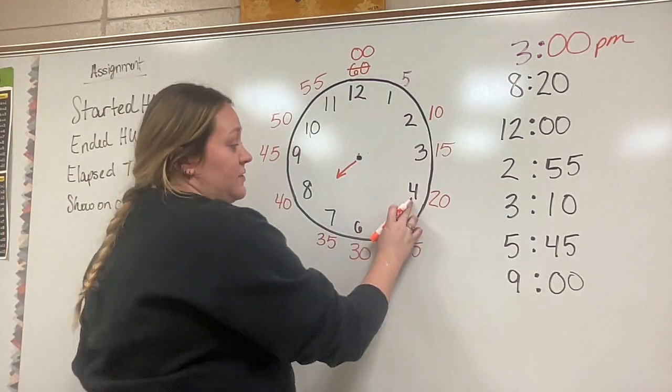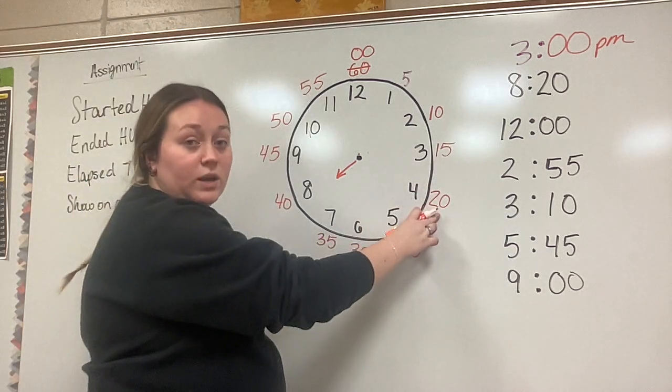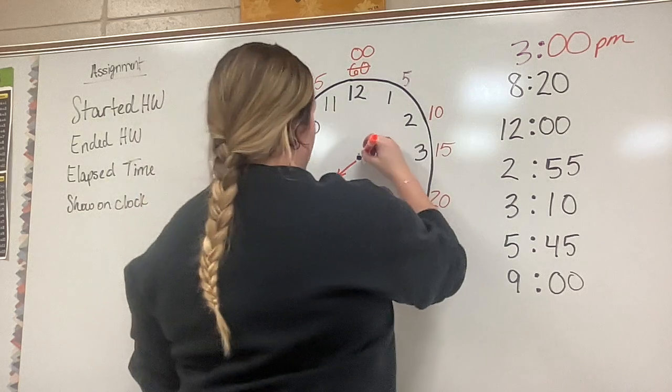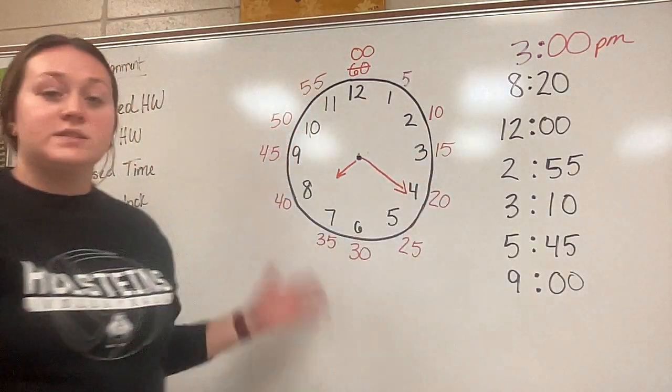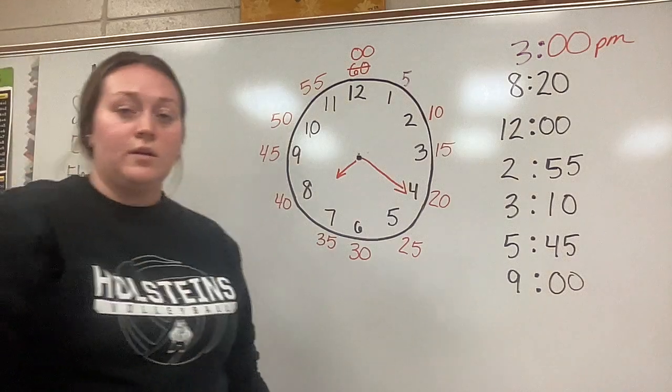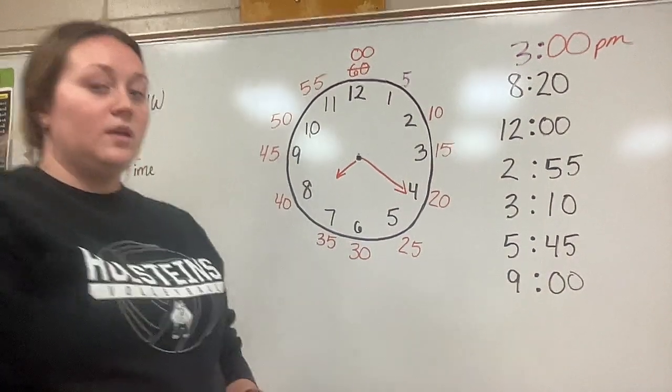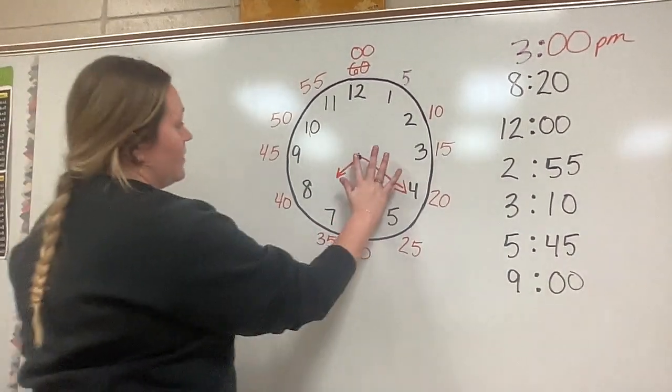Because we can see that if I take 4 times 5, it gives me 20, right? So we're going to bring this big hand down, and we're going to go to the 4. It's not perfect, but it's right there. So that's 8:20. Let's do another one.